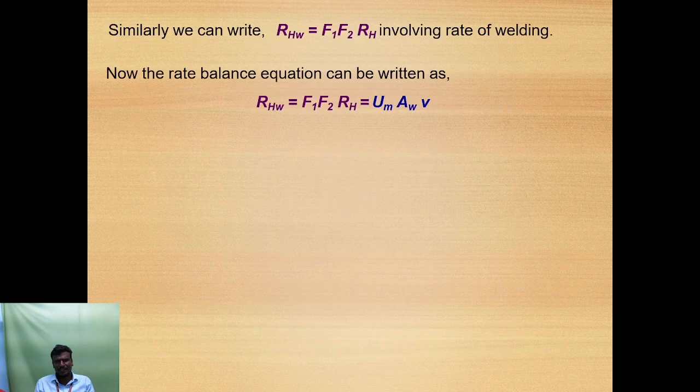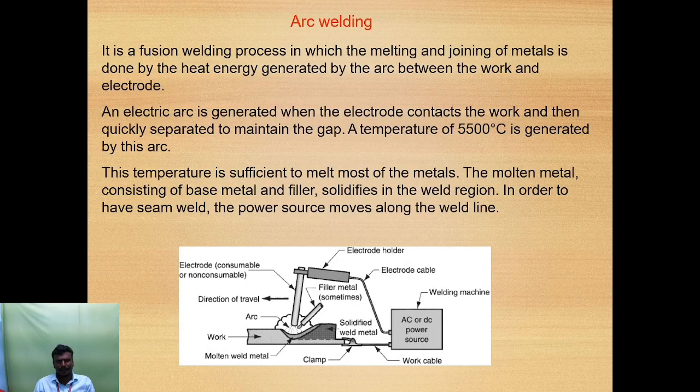Similarly, we can write RHw is equal to F1 F2 into RH. So now the balance equation will be written as RHw is equal to F1 F2 RH is equal to Um Aw V. In first one, the arc welding process.